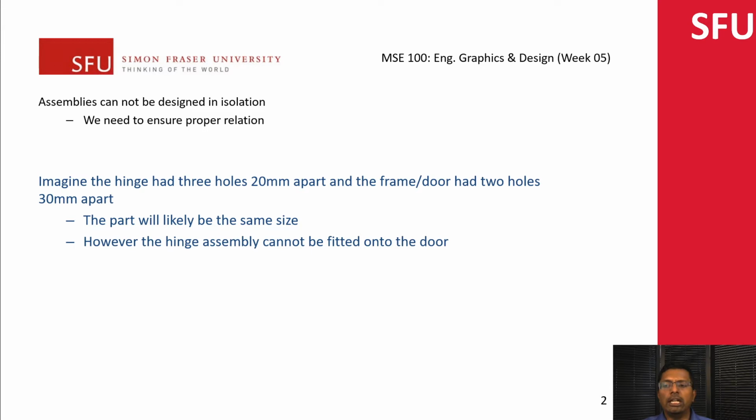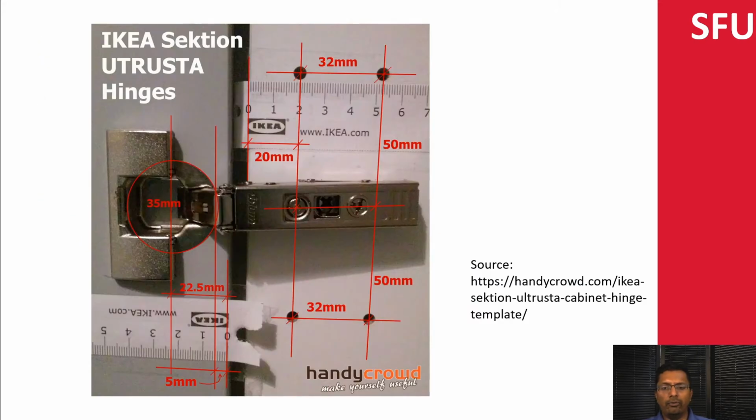So all of these need to be designed together, and you need to be aware of what the relation is between them. Just to illustrate, this again is a photo of the IKEA assembly I found online. This is the source that I got this from. Essentially this is an IKEA hinge.